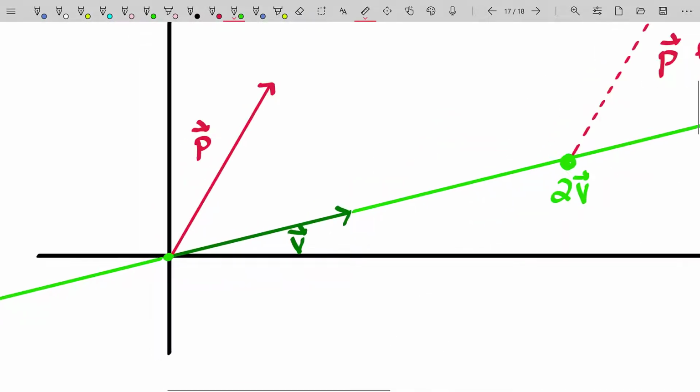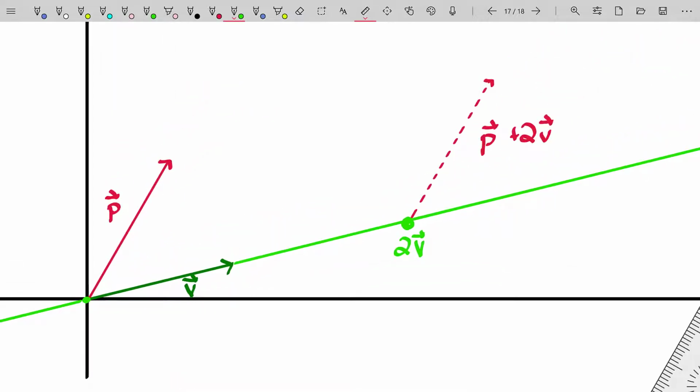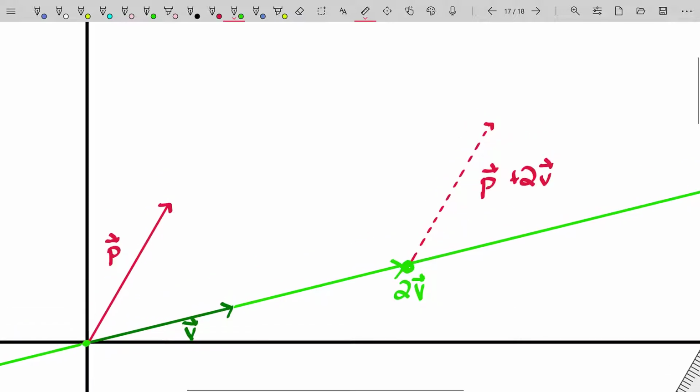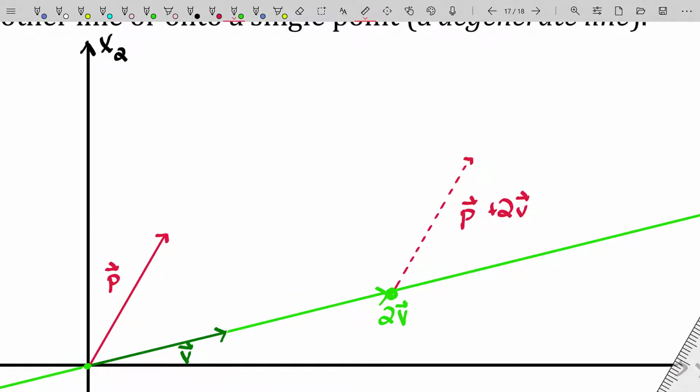If we're going to add the vector p to all these possible multiples of v, well, here's a single example. You have 2v. That's twice the length of regular old v there. It's a little bit longer, sorry about that. But anyway, there's 2v right here. And to that we'll add p. And that's that dashed line right there. So the end result, this guy right up here, is p plus 2v.